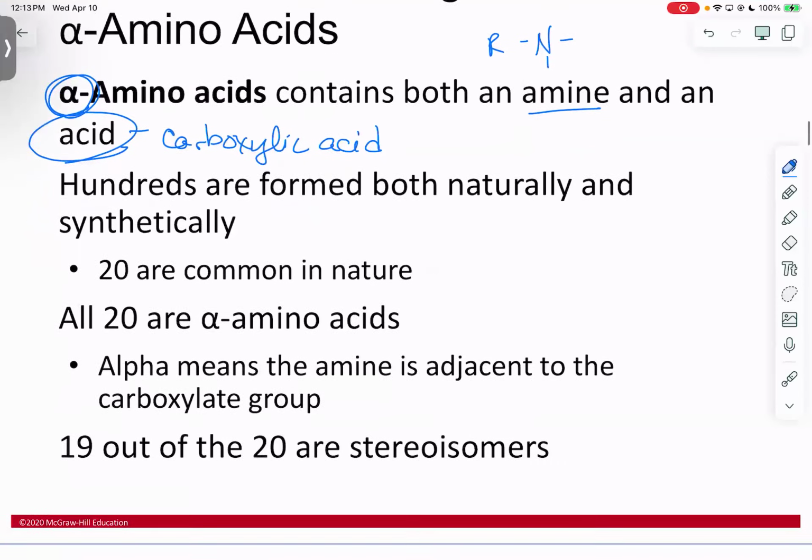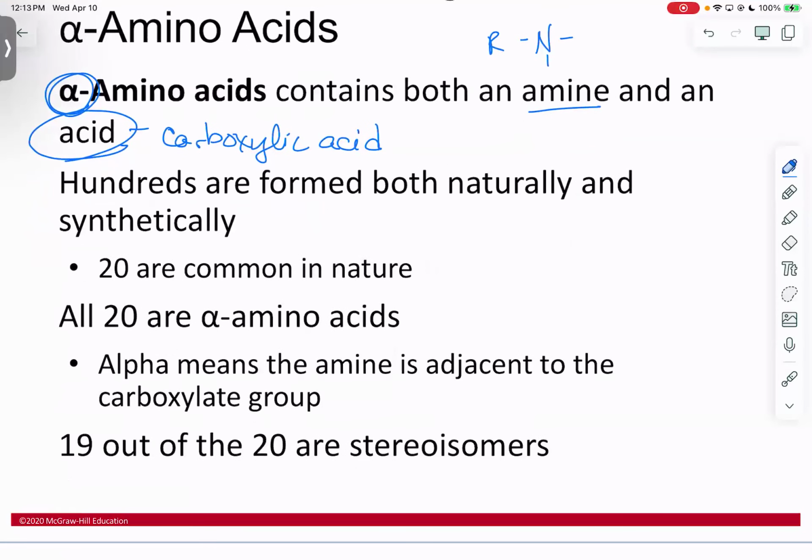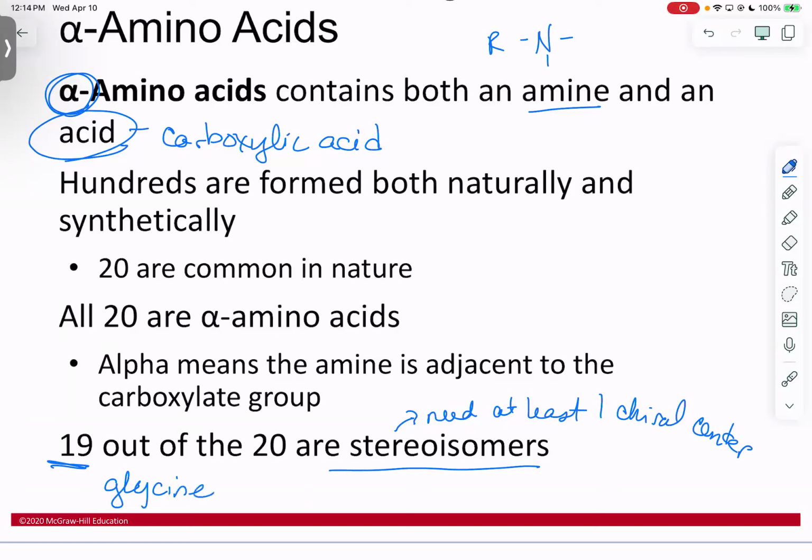And we say 19 out of the 20 are stereoisomers. In order to be a stereoisomer, you need at least one chiral center, which means that all the amino acids have at least one chiral center except for one, and that is glycine. Glycine is achiral. And we'll see why.